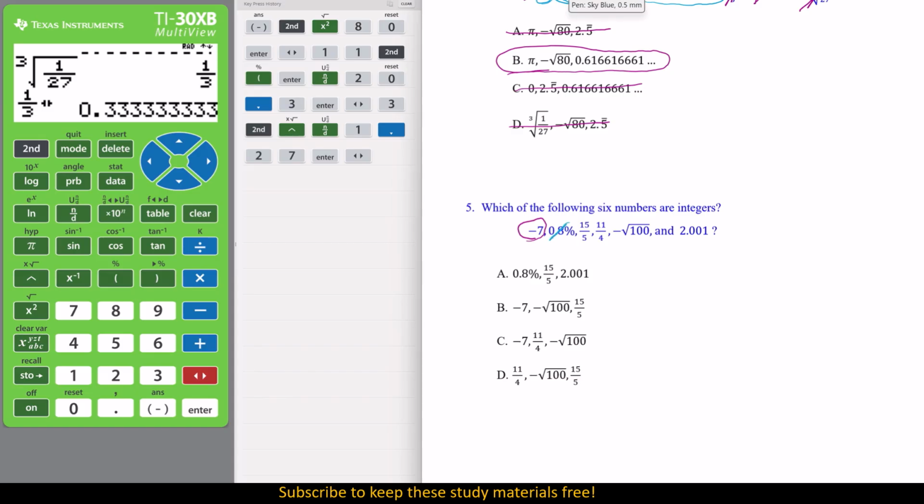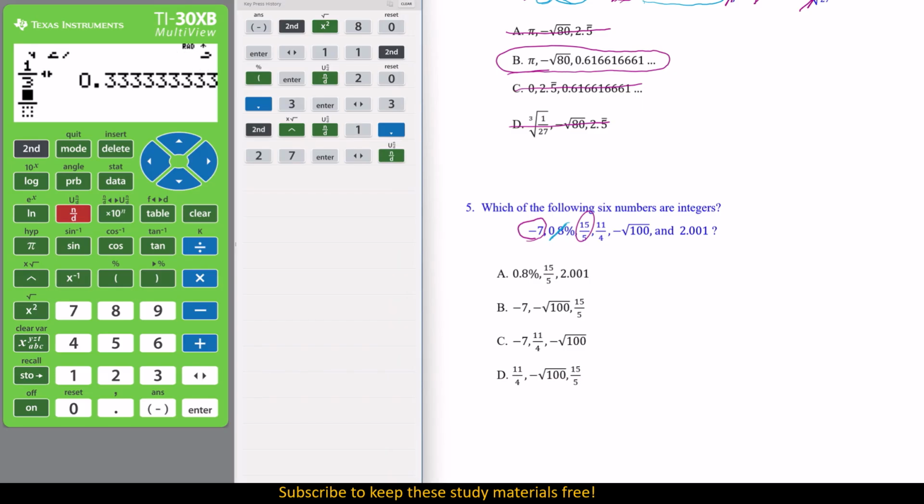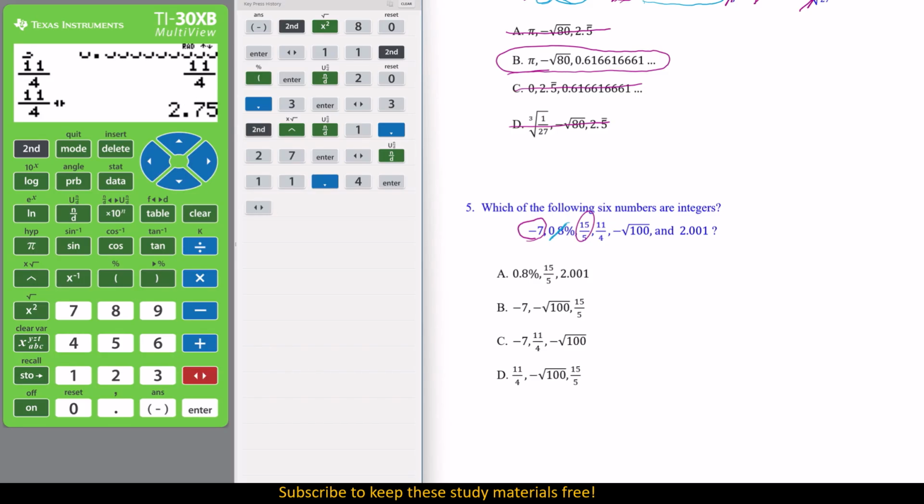15 divided by 5, that's 3. Okay. All right. 15 over 5 is 3. Okay. Now this 11 over 4. Okay. Let's put that in. But as you can see, that's going to be a decimal. And a decimal is not an integer. It is rational, but it's not an integer. So let's mark that one out.